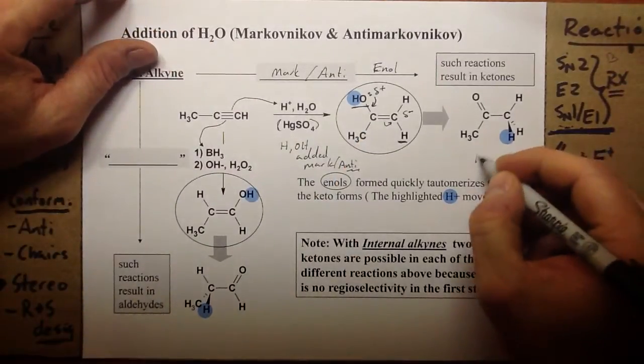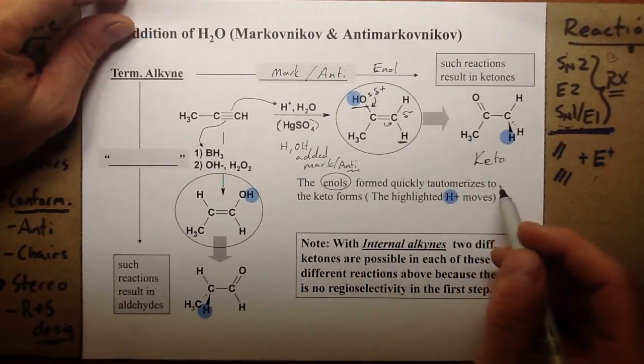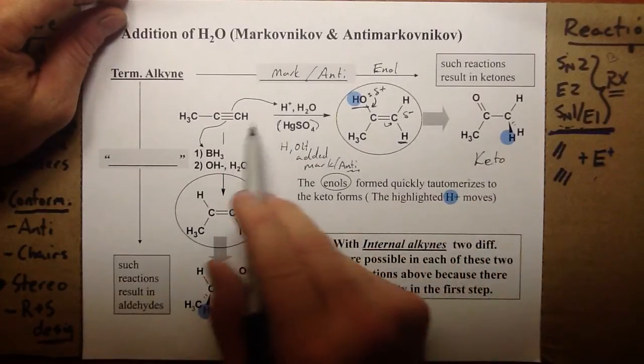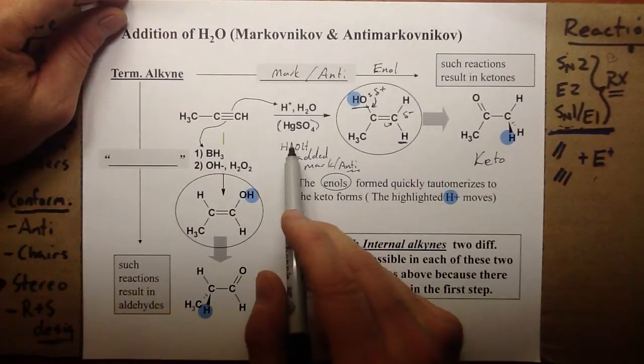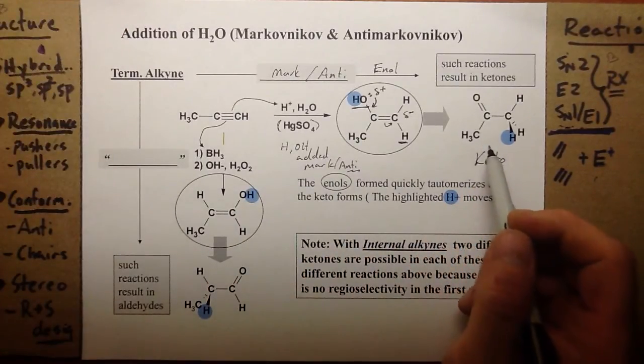So this is our keto form within the enol to keto tautomerization. So this is something you must end at. You don't want to end here when you have acid catalyzed hydration of an alkyne. End at the keto, final product.